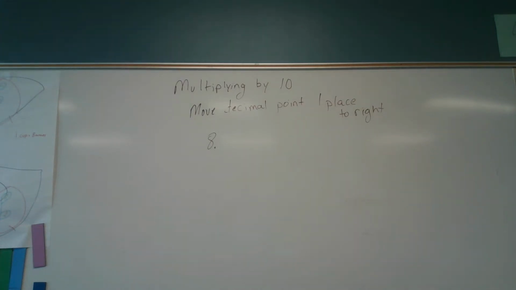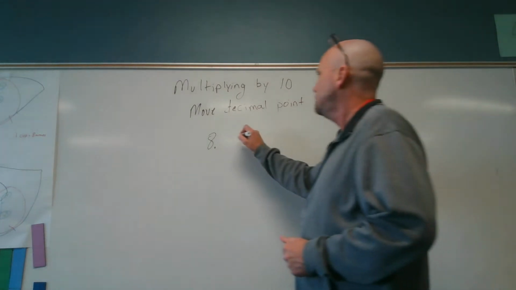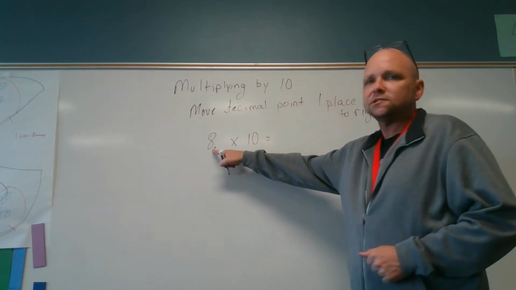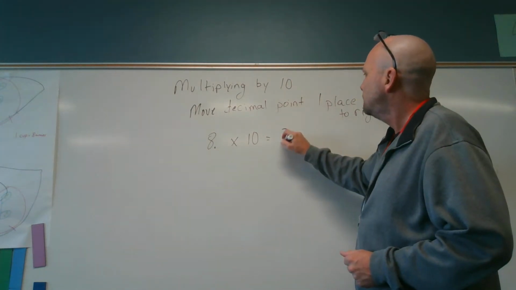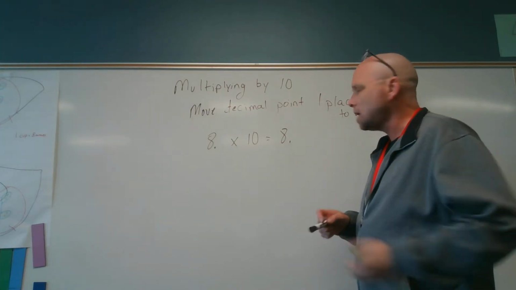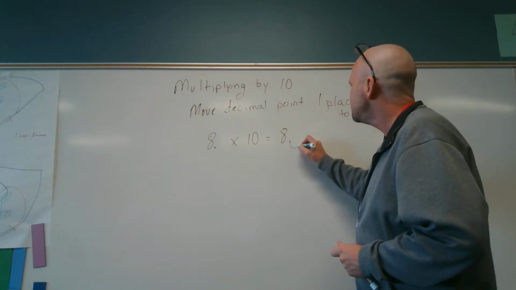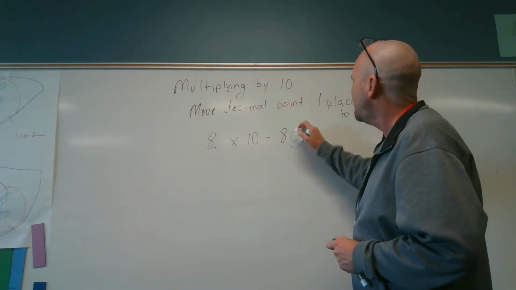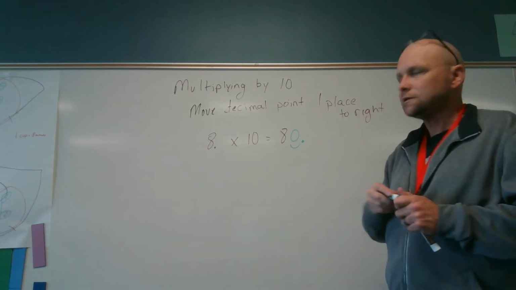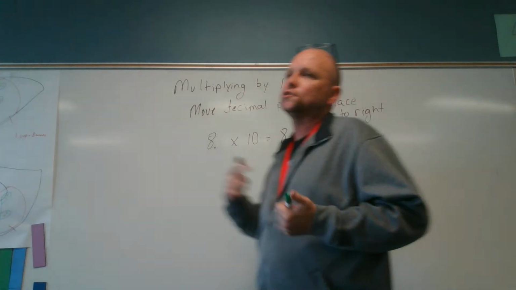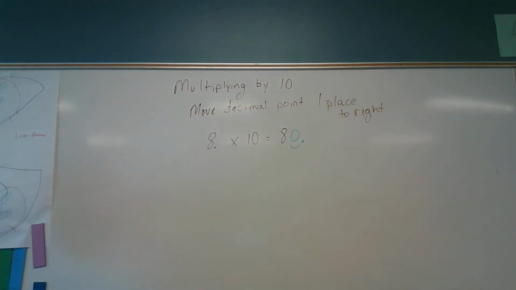So if I multiply 8 times 10, I am taking this decimal point. So we have 8, and here's my decimal point. I am moving it to the right one place, and it's going to go here, which means I need to add a 0. So 8 times 10 is 80. You all know that. Many of you were either taught or you just thought all you have to do is add a 0 to the end.